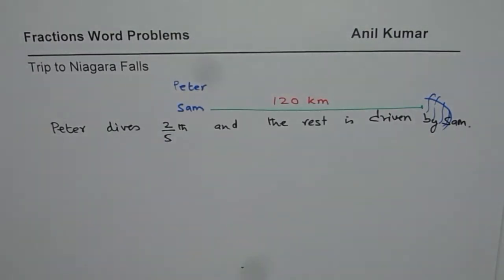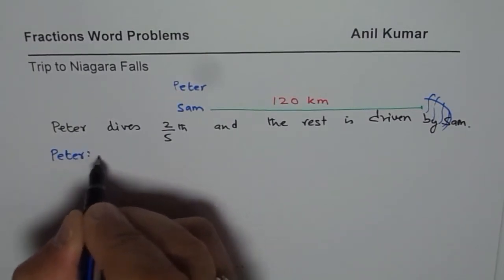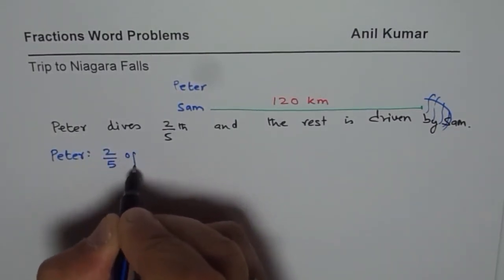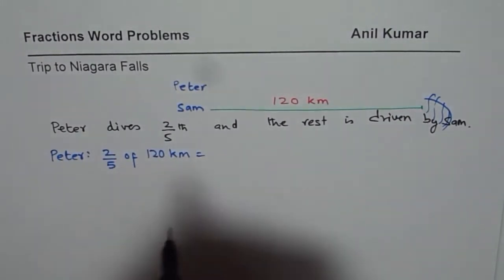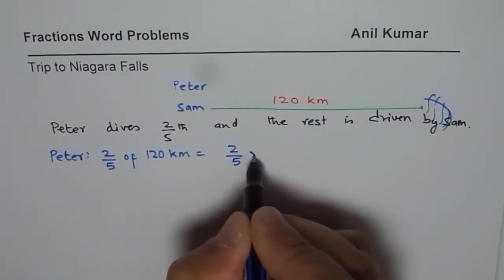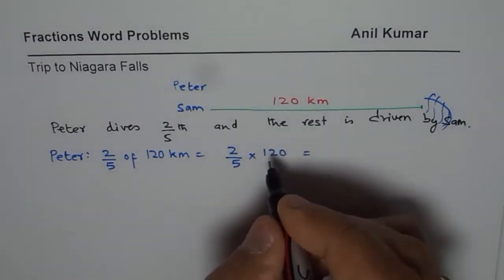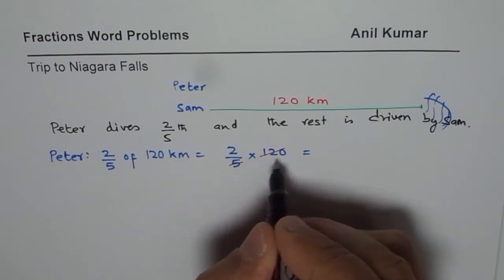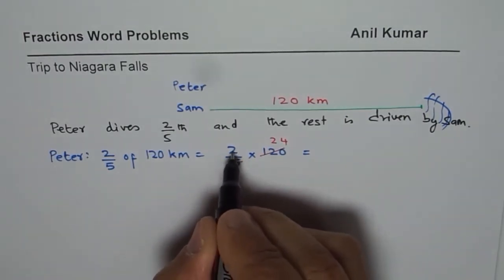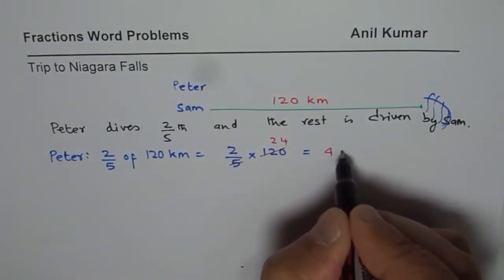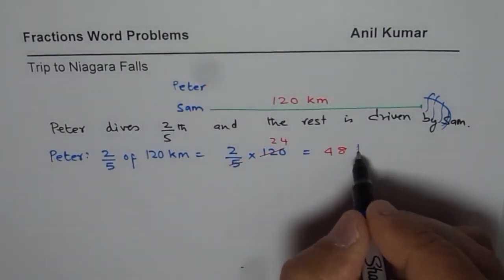So what we will do in such cases is we'll find 2/5. So for Peter it is 2/5, which means 2 over 5 of 120 kilometers, right? Of really means multiply. So we'll write 2 over 5 times 120 and try to solve this. We could simplify this a bit. When you divide 120 by 5, you get 24. And multiplying by 2 will give us 48. That means Peter drove 48 kilometers, right?